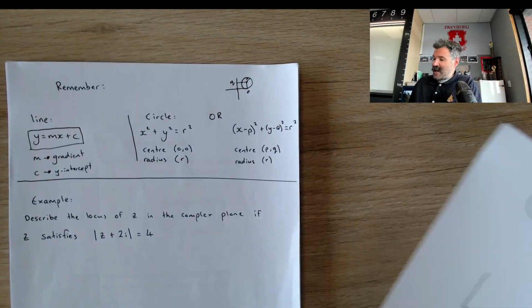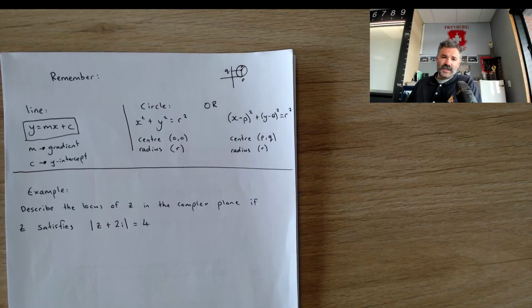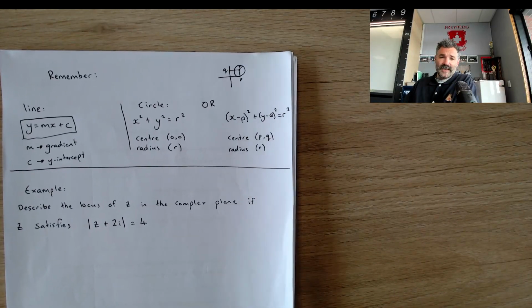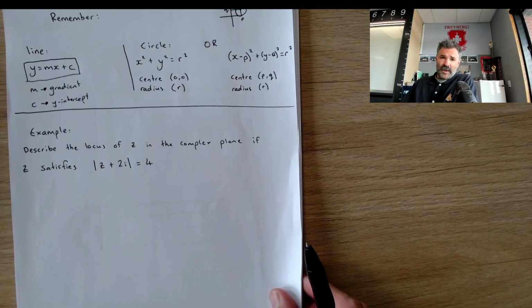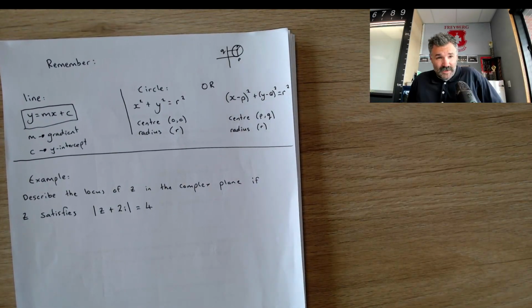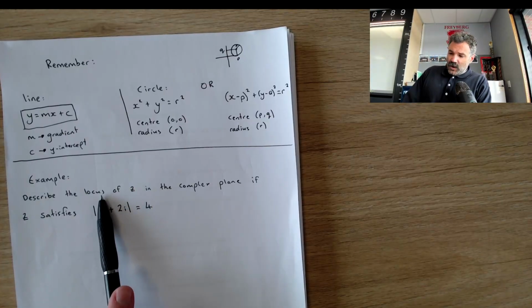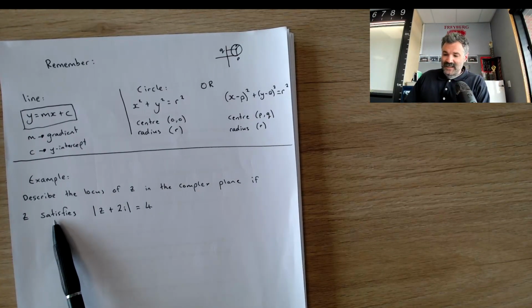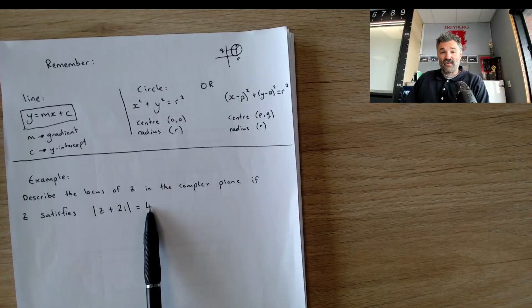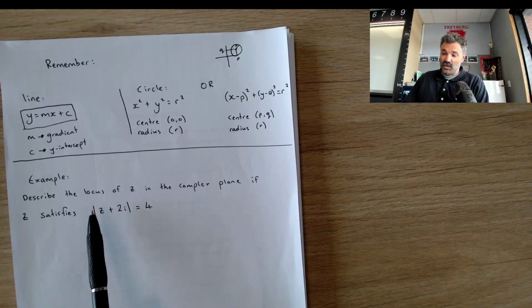With that intact, let's have a go at 3 examples to see how this can pop up. These are more exam style questions, probably tending towards merit. Some of them excellent. Let's have a look here. Describe the locus of z in the complex plane if z satisfies this thing.